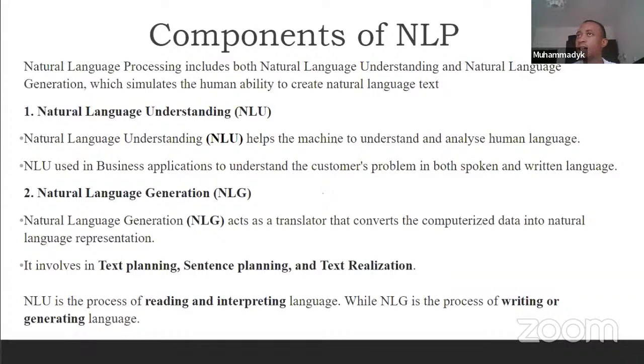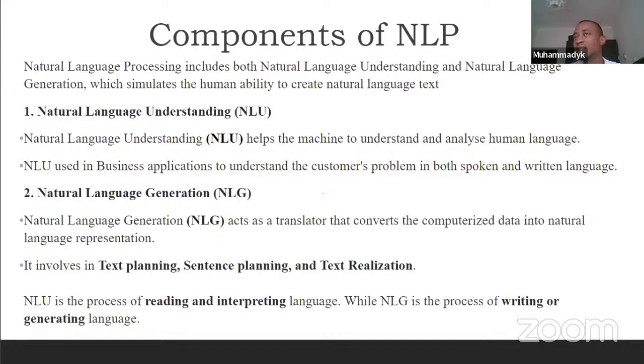The other component of natural language processing is natural language generation. As the name implies, the machine helps to generate some sort of computerized data into natural language representation. So what does that mean, right? Sometimes we would have a format of text, right? And the machine will be able to translate this text from computerized data into a natural language representation. There are some texts, for example, that make no meaning at all to us.